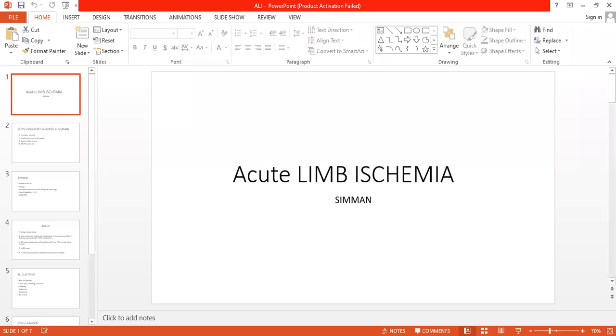What should be the approach and how to approach the Simman, and all the basic things about the Simman. Specifically, I'm going to discuss acute limb ischemia, Simman, which is common in exams as well. There are a few things you need to keep in mind when you go in and find out that this is acute limb ischemia, and we will discuss that in a while.